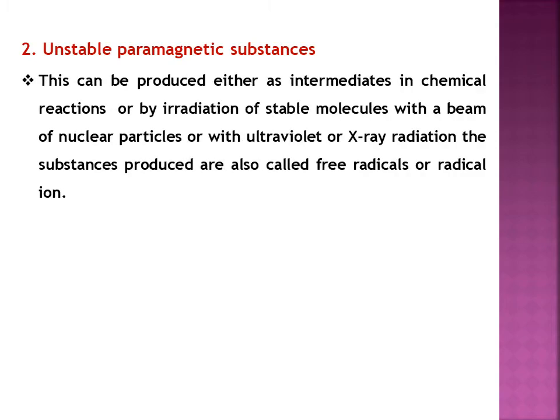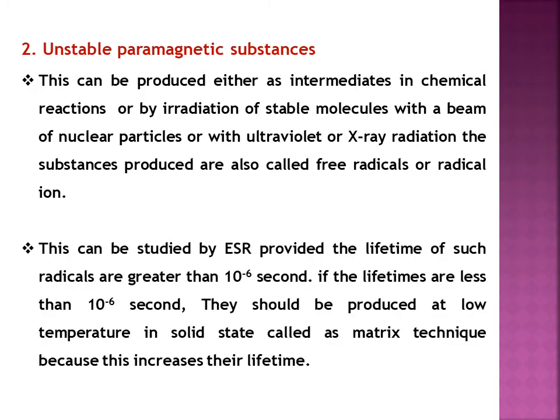Second is unstable paramagnetic substances. Now, which molecules come under unstable paramagnetic substances? These can be produced either as intermediates in chemical reactions or by irradiation of stable molecules with a beam of nuclear particles or with ultraviolet (UV) or X-ray radiations. The substances produced are also called free radicals or radical ions.